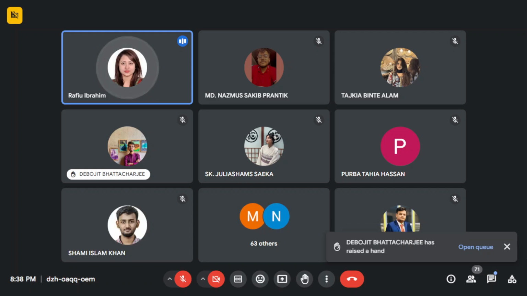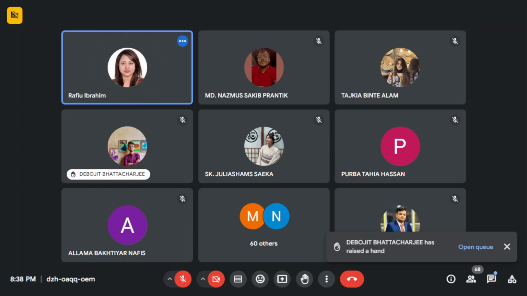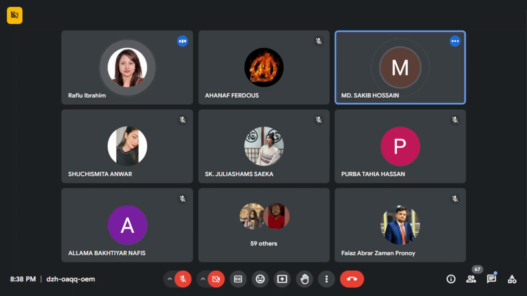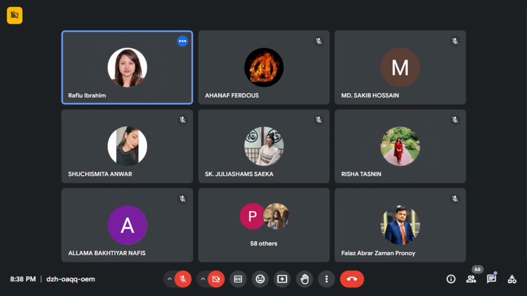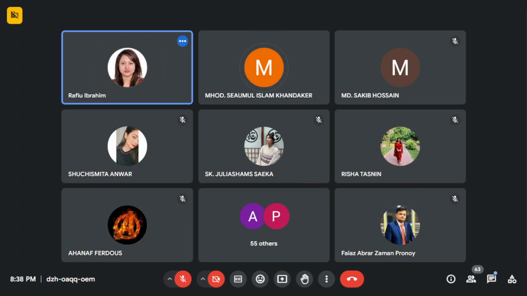Okay, moving on to section 12. Allama Bhattiar. Present, miss. Alif Khan. S.K. Zulia Saika. Anna Firdos. Present, ma'am. Shujishmit Anwar. Present, miss. M.D. Saqib Hussain. Yes, ma'am. Risha Tasneel. Yes, ma'am. Abu Bakr Hasan. Present, miss. Abul Farhad. Yes, ma'am. You cannot ask me questions while I'm calling out the names.